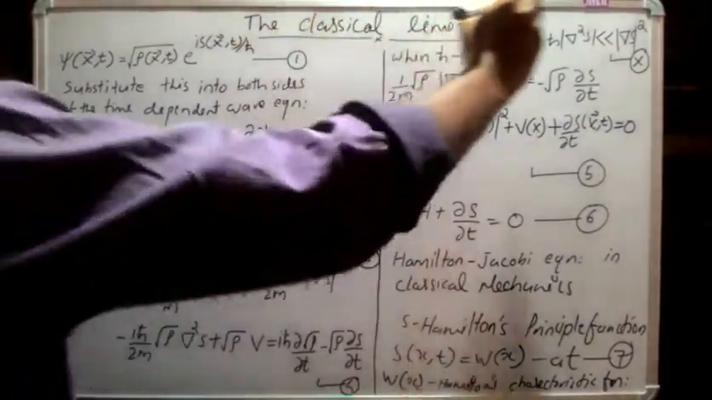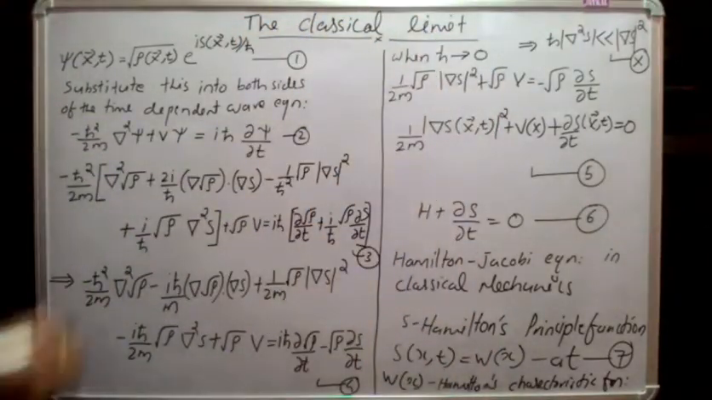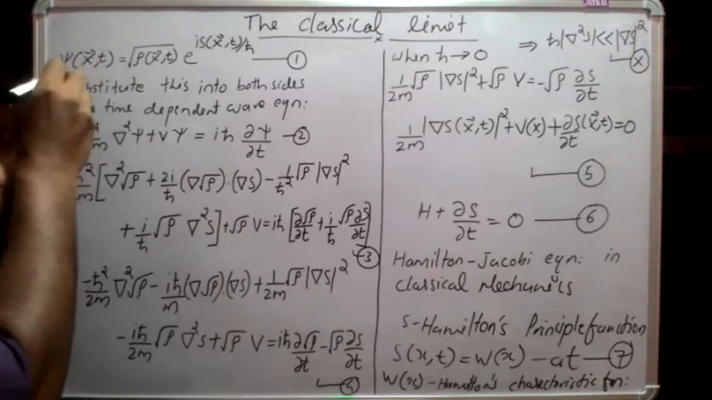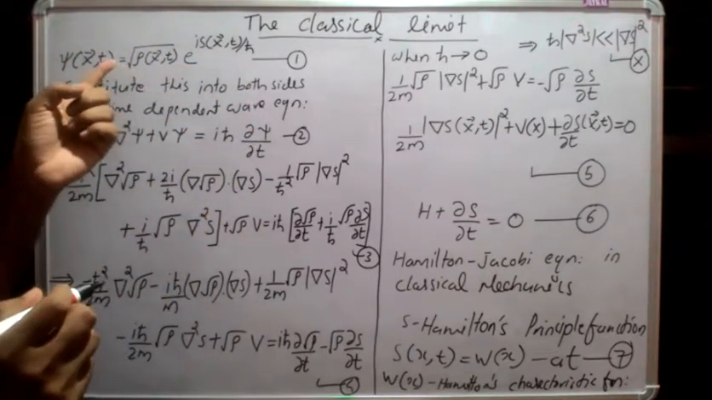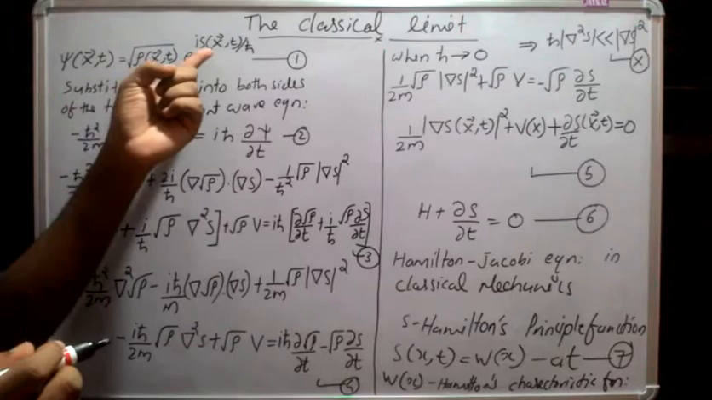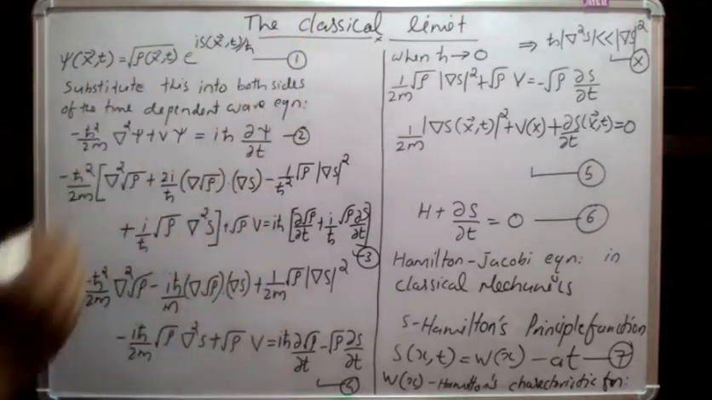We now discuss the classical limit of wave mechanics. In the last class, we defined the general form of the wave function psi of x, t as equal to the square root of rho times e raised to i S over h cross. Let me put it as equation 1.